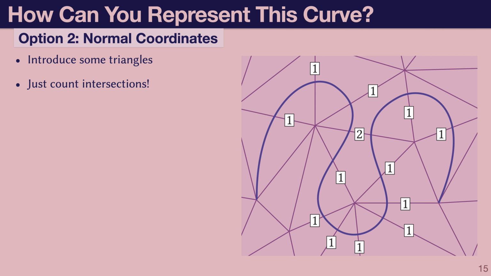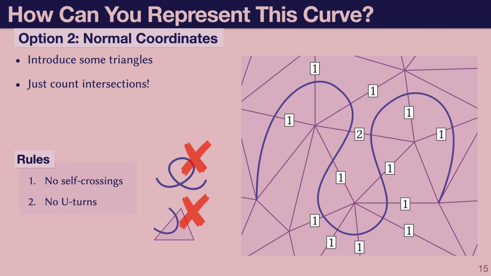It's that simple. In order for normal coordinates to encode our curve properly, the curve has to follow two simple rules. First, it isn't allowed to cross itself. And second, it isn't allowed to make U-turns. That is, it can never enter a triangle and then immediately exit via the same edge. Looking at our curve, it obeys both of the rules, so we're good to go.